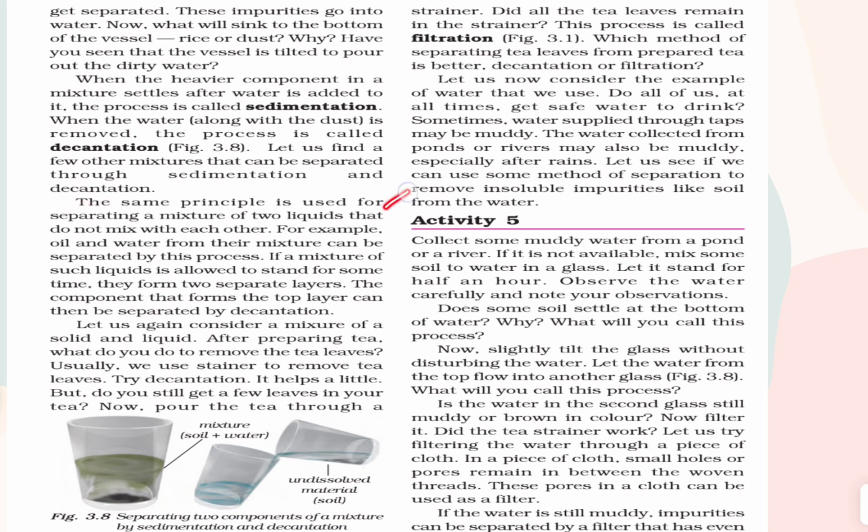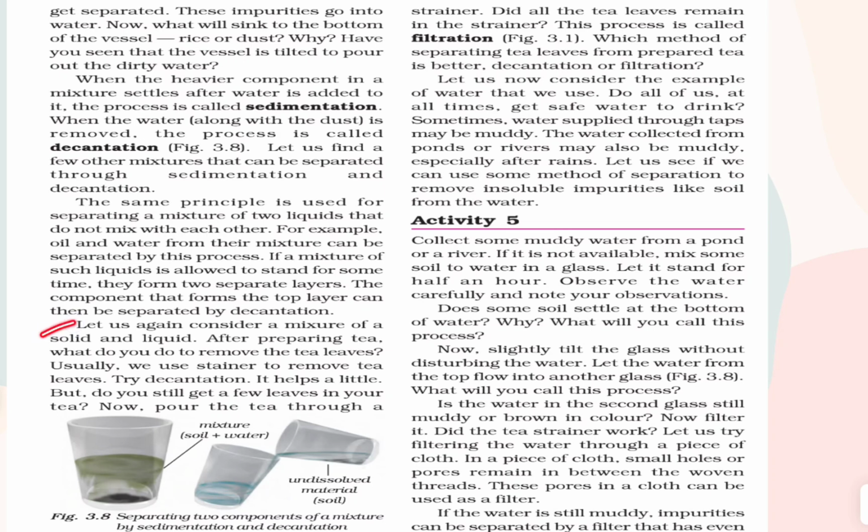The same principle is used for separating a mixture of two liquids that do not mix with each other. For example, oil and water can be separated from their mixture by this process. If a mixture of such liquids is allowed to stand for some time, they form two separate layers. The component that forms the top layer can then be separated by decantation.